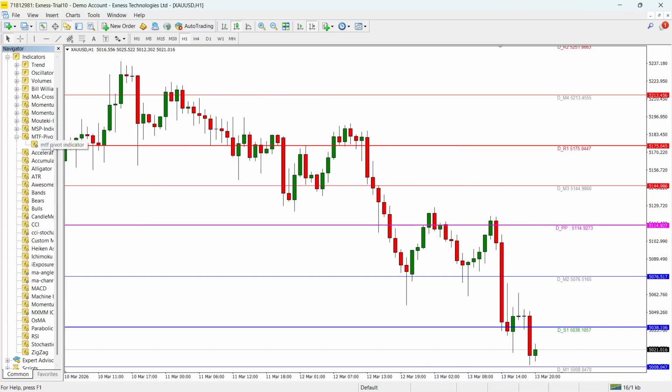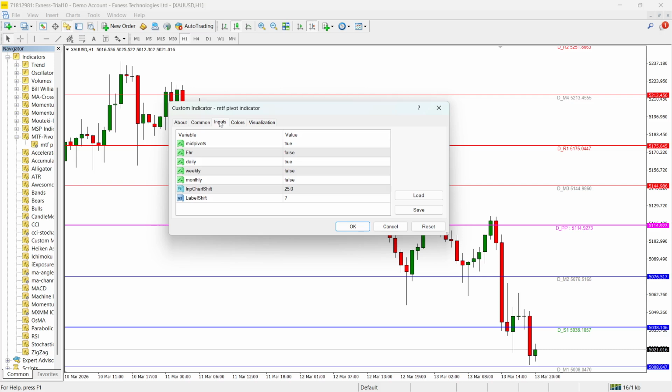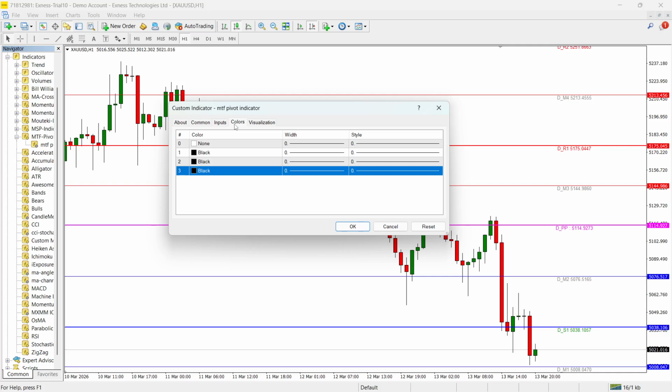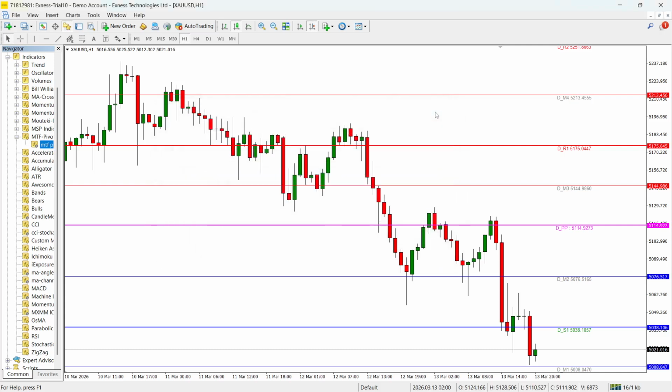As for the indicator settings, let's take a look. Alright, the settings allow you to select which time frames to include. Choose the pivot calculation methods such as standard, Fibonacci, or Camarilla, and customize the line colors, styles, and labels for each time frame. You can also toggle specific support and resistance levels on or off.